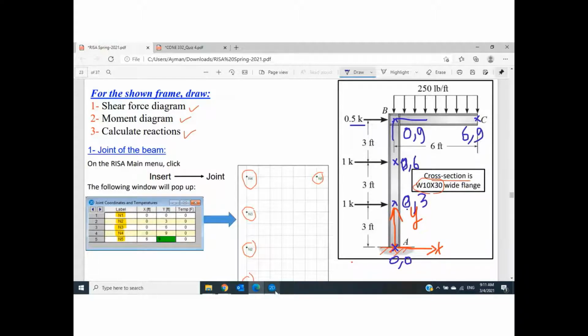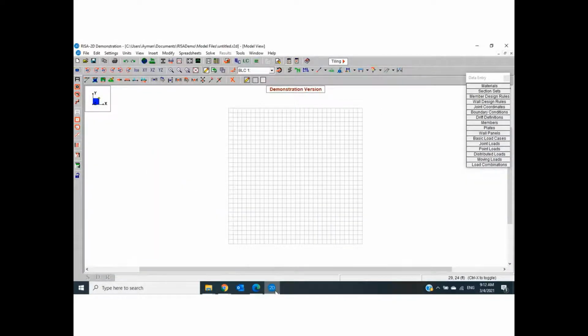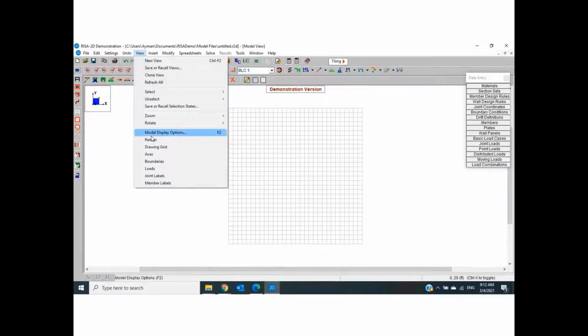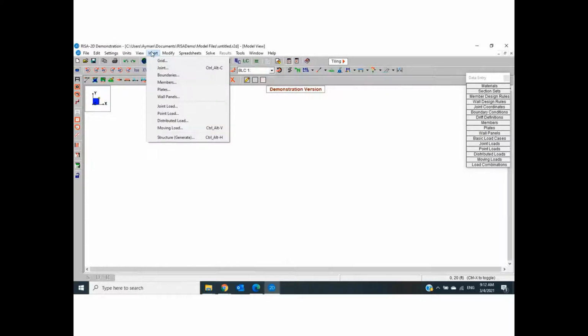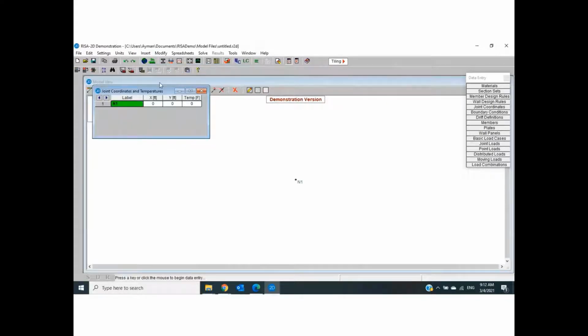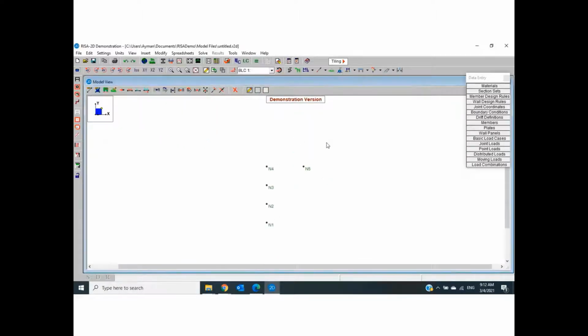Let's try. If you open RISA 2D, I don't like this grid, so you can hide it by view, drawing grid. How can I start to insert the point? You said insert. So insert, joint, enter first node 0, 0. Enter second node 0, 3, 0, 6, 0, 9, and then 6 and 9. There you go.